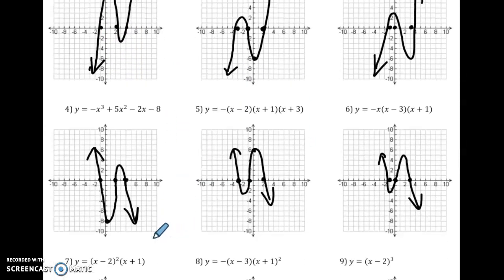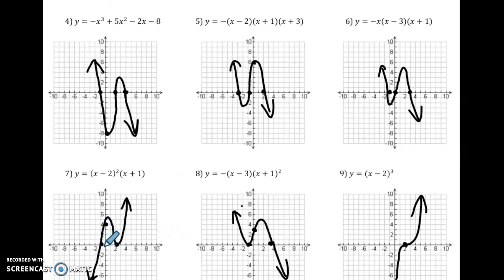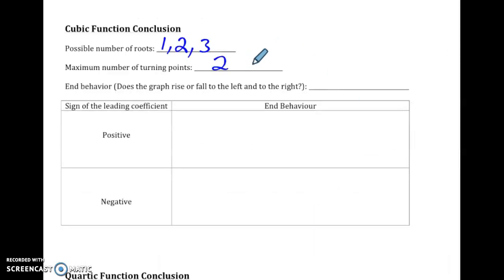In fact, we have quite a few with 3 roots. Down here, this one only has 2 roots, and this one right here only has 1 root. So we had 3, 2, or 1 as the possible roots. If we look at turning points, and if we count changes of direction, we've got 1, 2, so that's the maximum. And if we look at all of these, we'll see that the maximum in any of the graphs is 2. And that 2 just so happens to be 1 less than the degree.